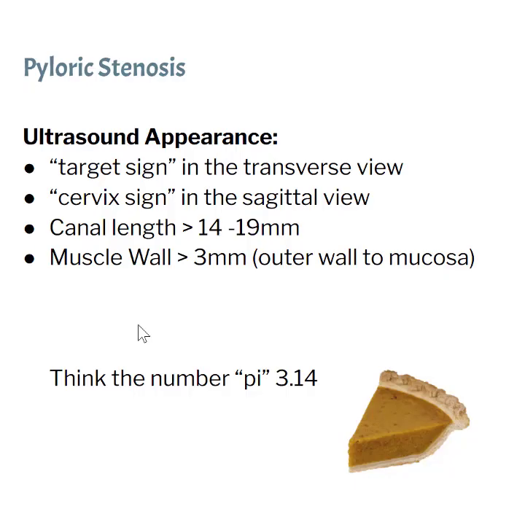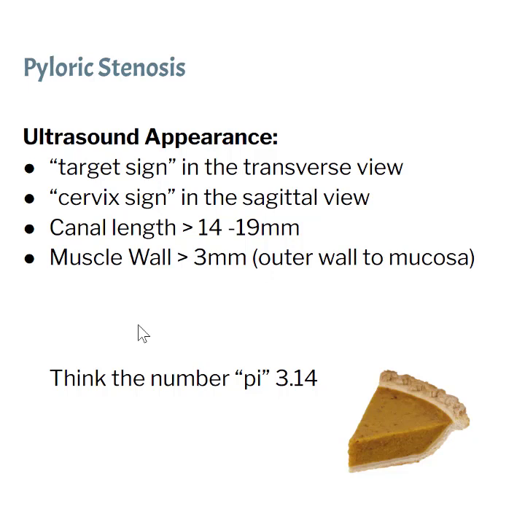Now in ultrasound, we're going to be looking for a few things. There are a couple different signs that we can look for. We can see the donut sign or the target sign in transverse. We can also see the cervix sign. When the pylorus is thickened, it looks exactly like the cervix on a uterus. And then we're going to look at the measurements that we get of the pylorus itself.